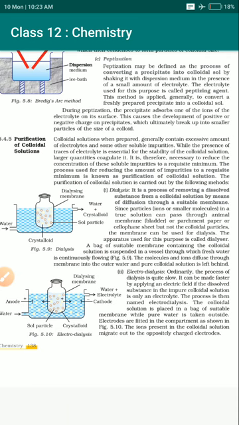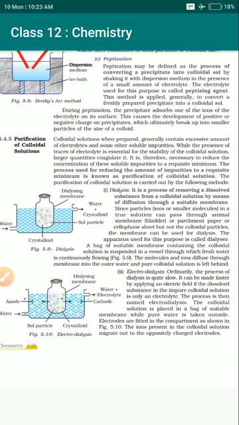So what are these methods? First one, dialysis. So what is dialysis? It's nothing but a process where the colloids are separated from the solution through a diffusion method with the help of a suitable membrane.